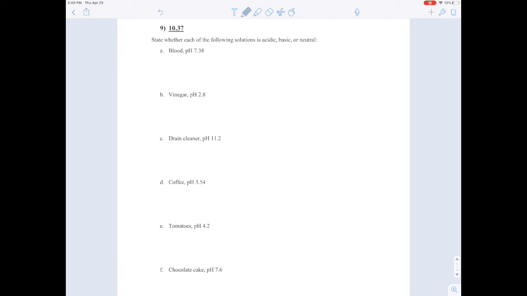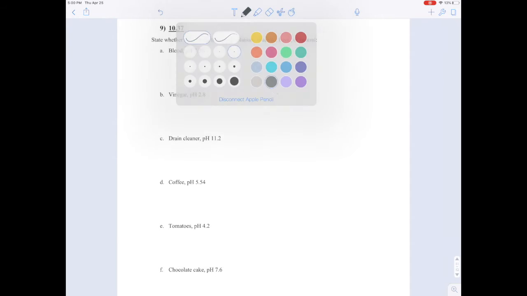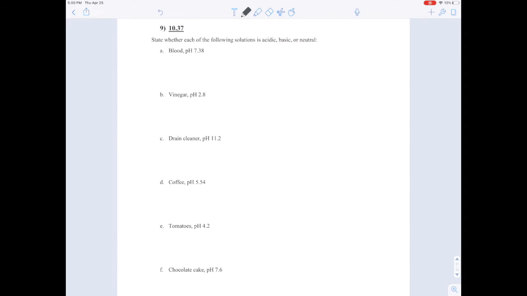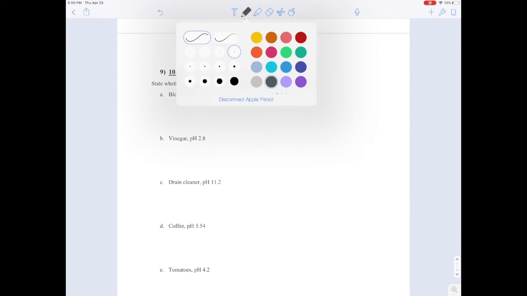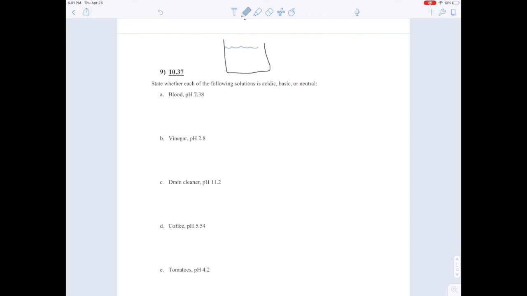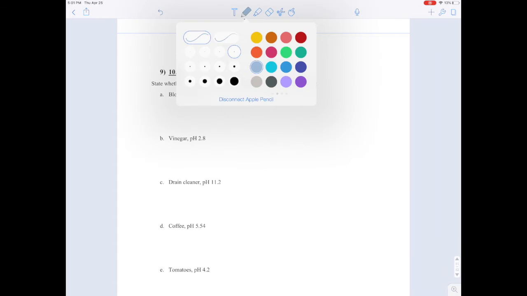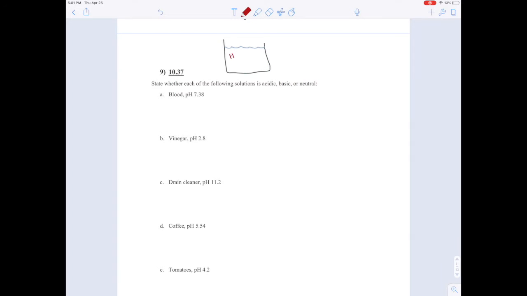Chapter 10, question 9, is asking you to state whether each of the following solutions is acidic, basic, or neutral. Now remember what acidity and basicity mean. If you have an acidic solution, it has a lot of H pluses in it. So if we imagine this here, it's going to have a lot of H pluses. So a lot of positive charge.